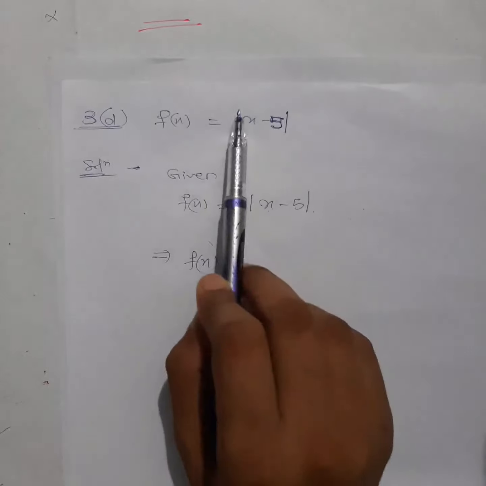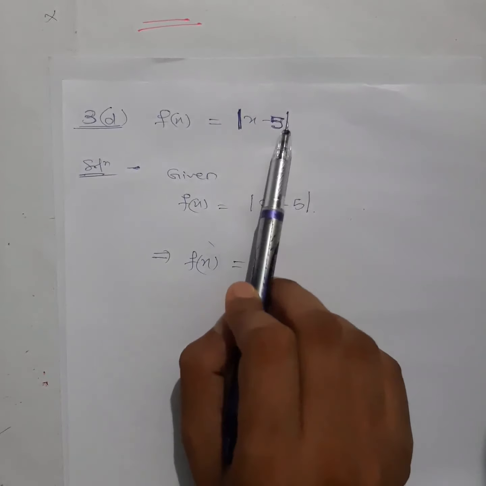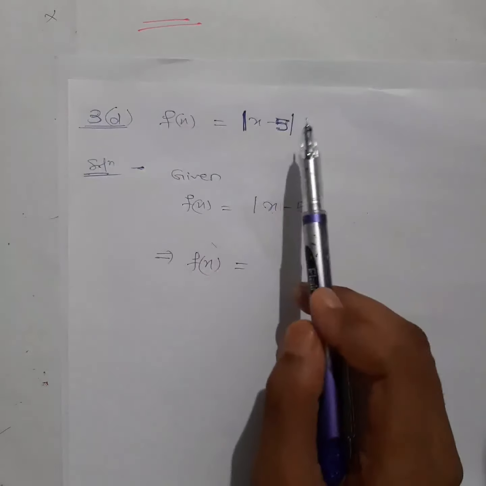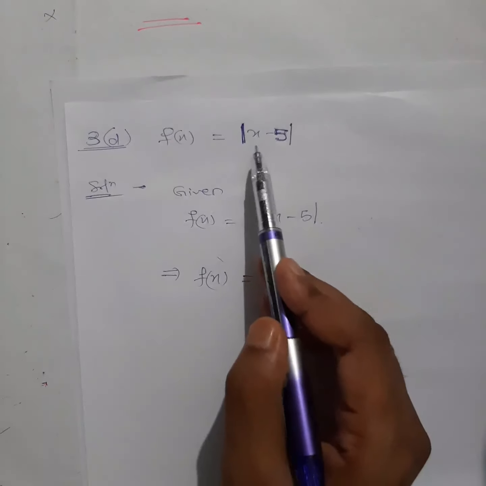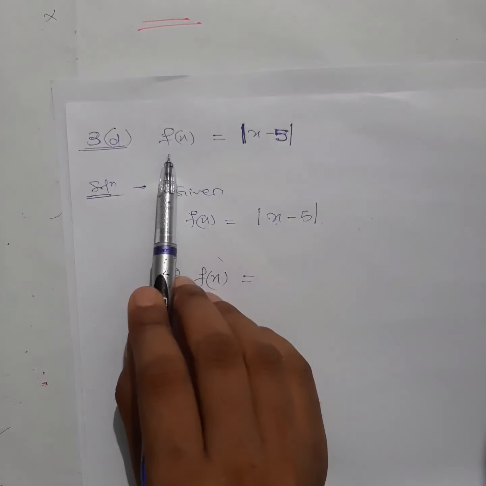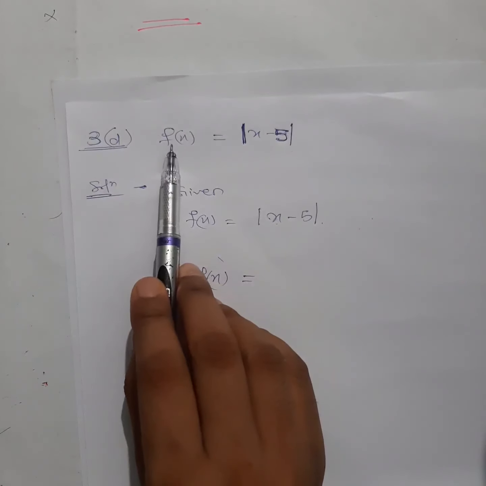positive. This is what the modulus function means, because the modulus function is actually a magnitude, right? Magnitude can never be negative. Okay, so how to solve this one? Now the question is to check whether this function is continuous or not.